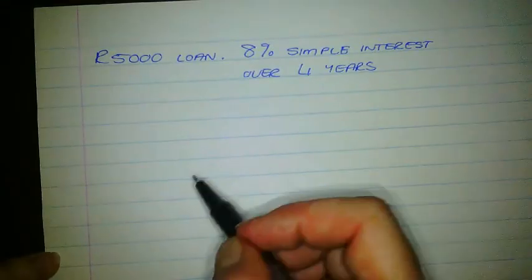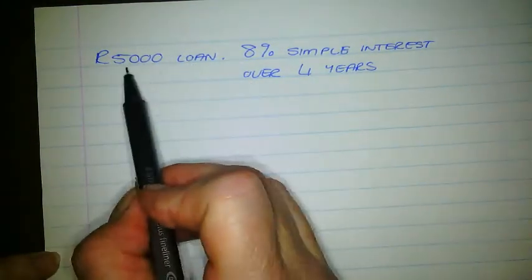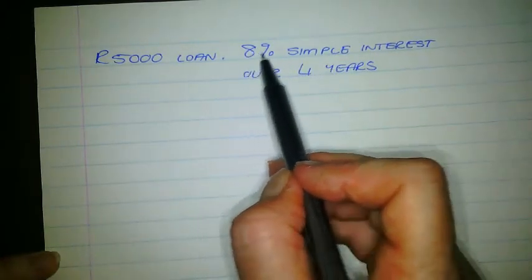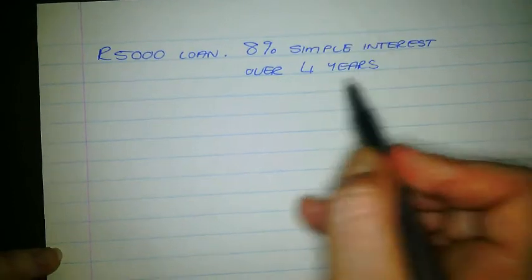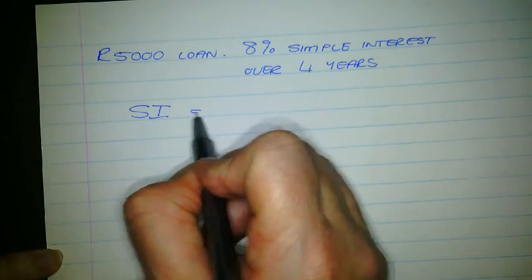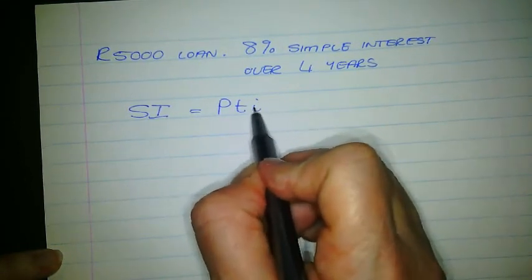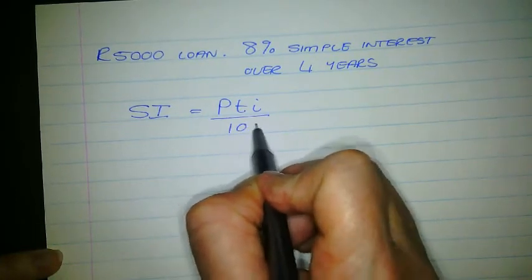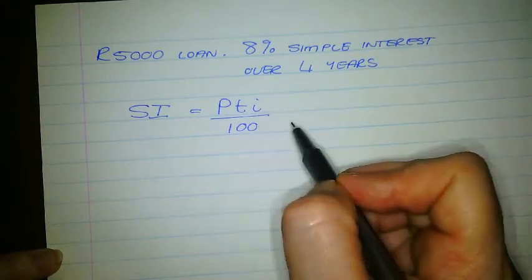Okay, just to show you another example, I made a loan of 5,000 Rand and I'm paying it back against 8% simple interest over 4 years. Now we're going to use the same formula, simple interest equals PTI. In some cases they can also replace the I with an R. It's just the same thing, just another abbreviation for that.